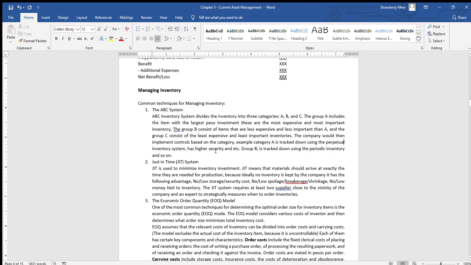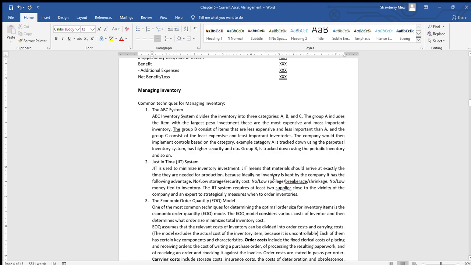While the next one is the just-in-time or the JIT system. So, the just-in-time system is used to minimize inventory investment. Ang nagpasikat nito yata is Kawasaki. Kawasaki yata ang isa sa gumagamit nito, just-in-time system. So, in the just-in-time system, inventories or materials are ordered exactly the time that they are needed for production.